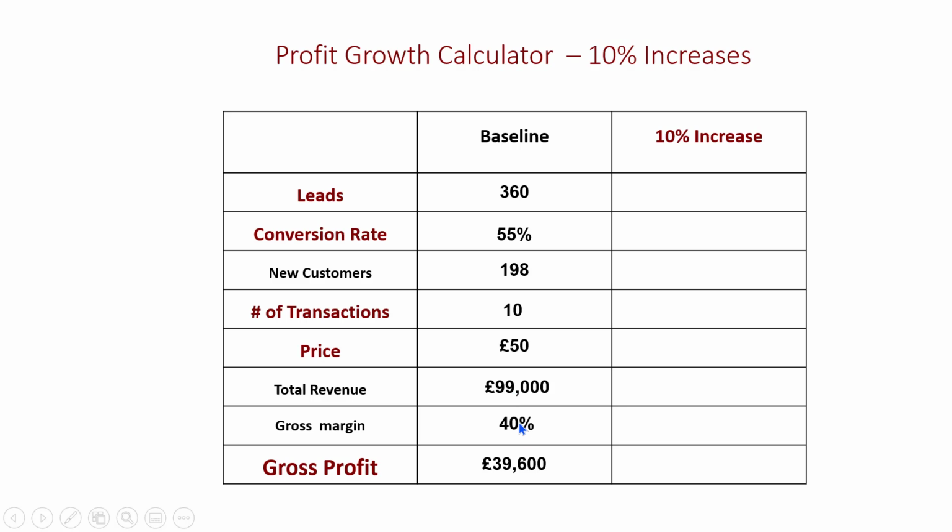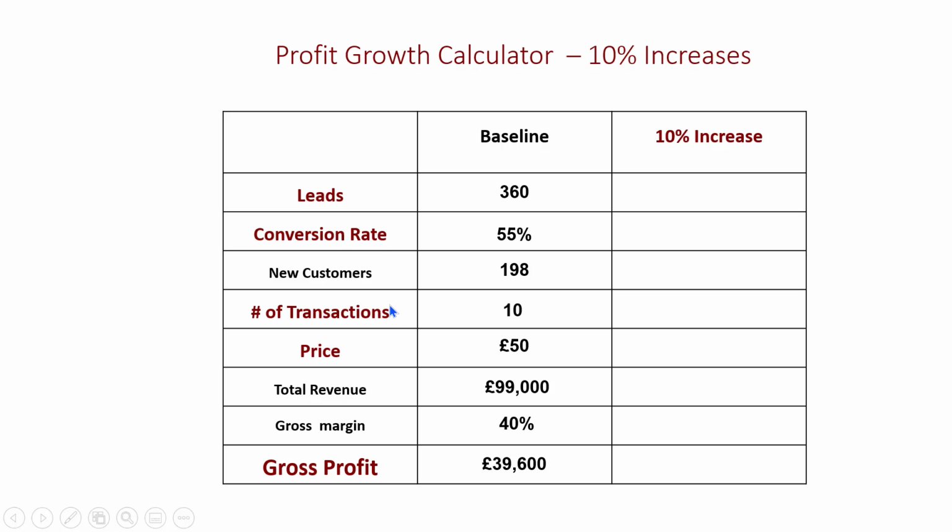And we make gross margin, i.e. 40% profit on everything we sell, compared to what it costs us to either buy it in or make it. The 40% is 40% of the selling price. So that would tell us that our gross margin is 40%, our gross profit is 40% of revenue, which is 39.6.